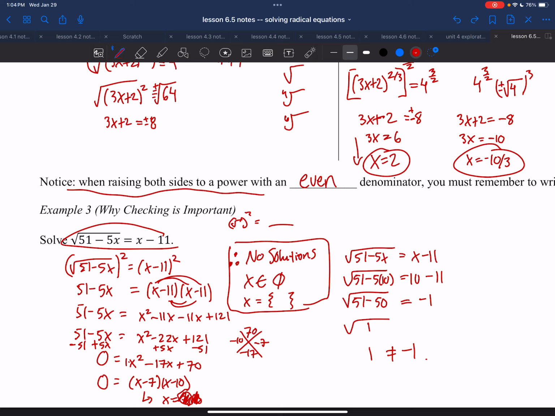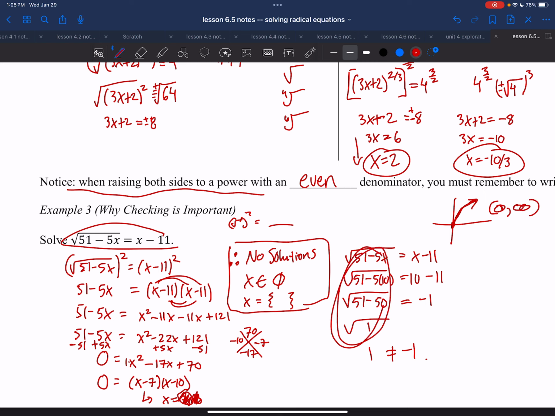So something to keep in mind, right? Check for extraneous solutions, especially if you have a square root, okay? Because square roots, if you take the square root of a negative, it's imaginary. We're interested in real solutions right now. But the other thing is the range of square roots is not all real numbers. It's 0 and up, right? It's 0 to infinity.